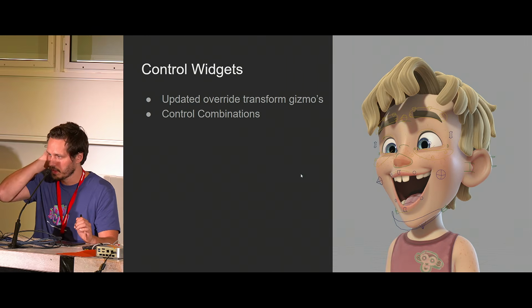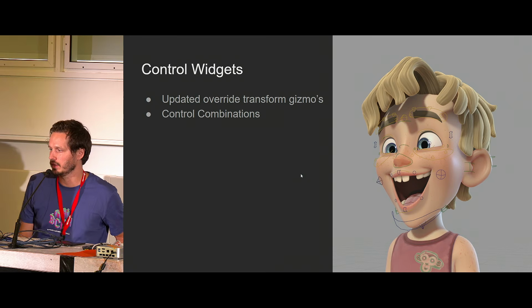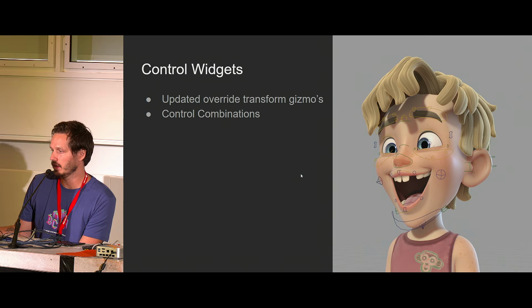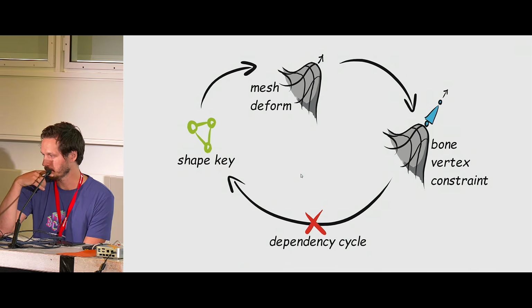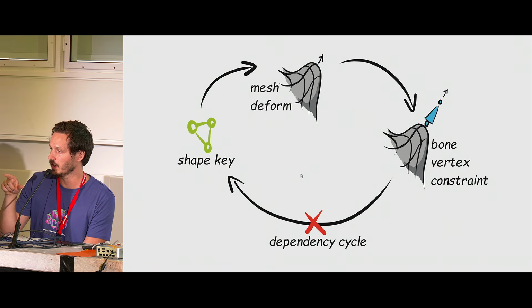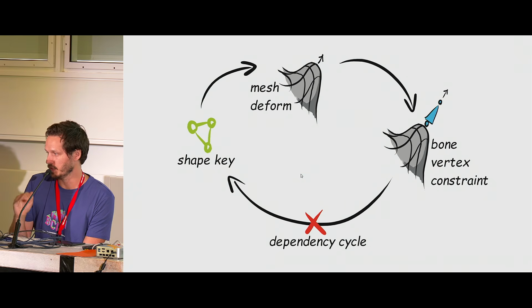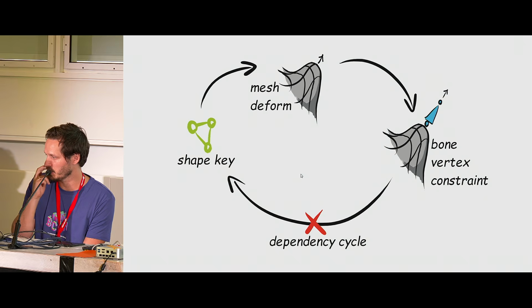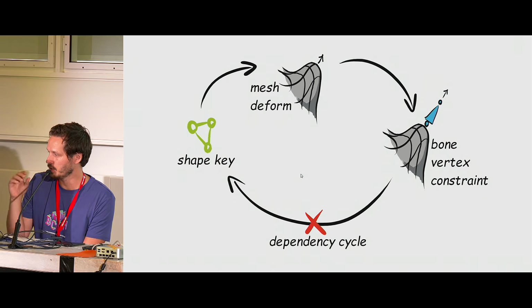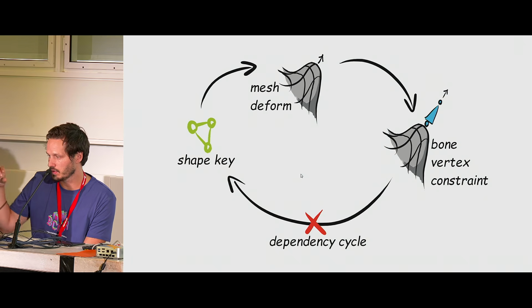So for the control widgets, there is something called override transforms. The control combinations, we'll get into that. Just to give a bit of an explanation on how that works, if we look at a shape key, and the shape key has been made by the artist, it results obviously in a mesh deform. But that mesh deform, you want the control widgets or the bones to follow the mesh with, say, a vertex constraint. But once you want to use that bone also to drive the shape key again, you get into a dependency cycle.